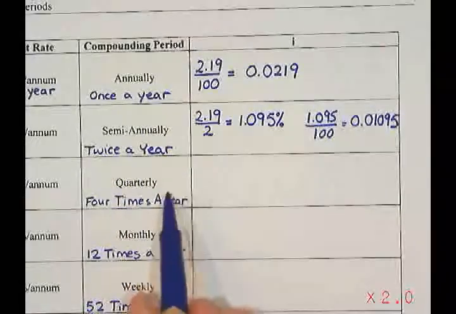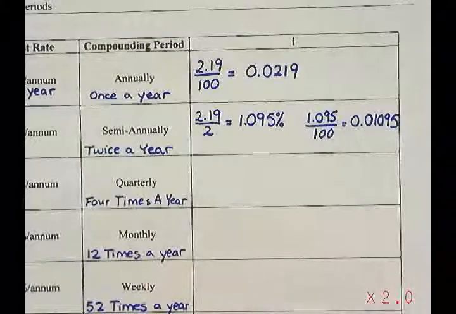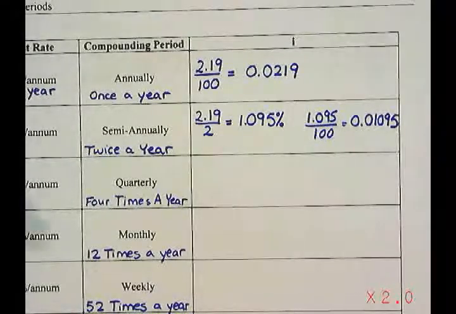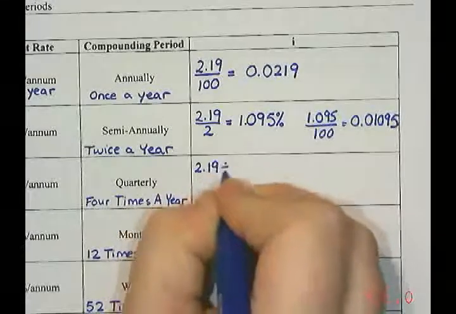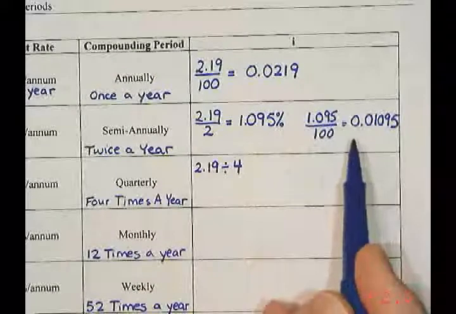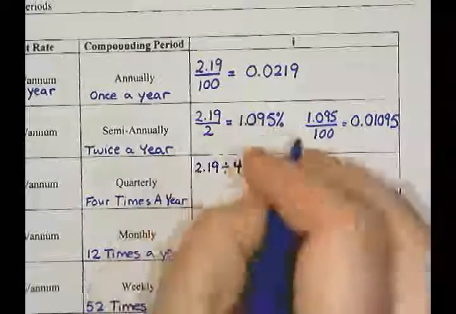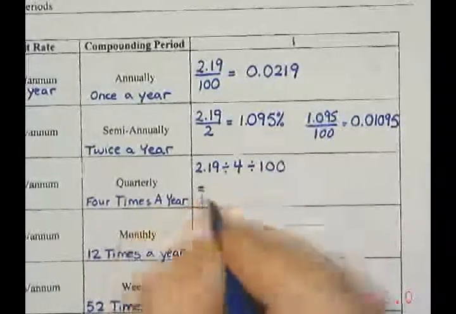Now, if it's quarterly, what happens is we take that 2.19% and we split it up into 4 equal amounts, and then you earn that amount of interest so that if you add it up over the year, you get that 2.19%. So we're going to take 2.19 and divide it by 4. Now, instead of doing what we did here where we did 2 separate calculations, I can actually divide it by 4 and then divide it by 100 and do it all in one big step.